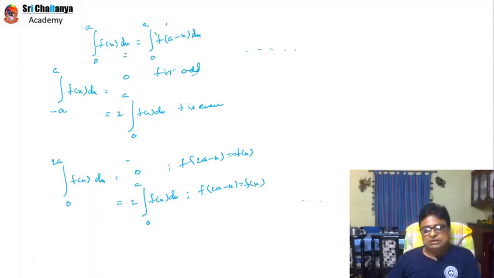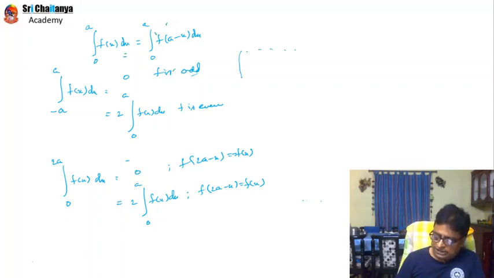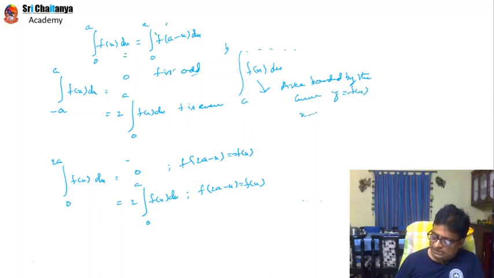But my friends, I clearly mentioned one important point, that is the geometrical interpretation of definite integration. What does integration a to b f of x dx tell? It tells the area bounded by the curve y is equal to f of x, the x axis, and between the lines x is equal to a and x is equal to b.